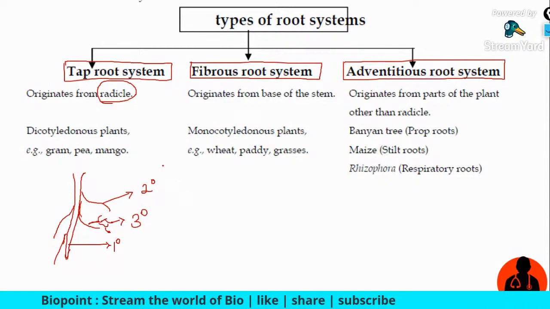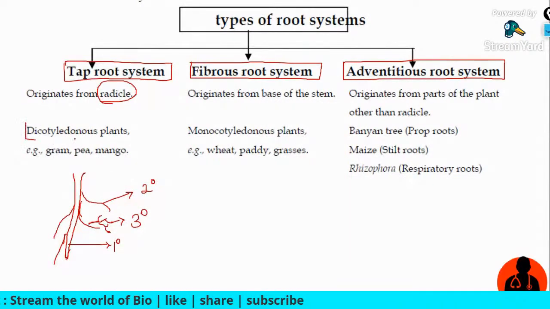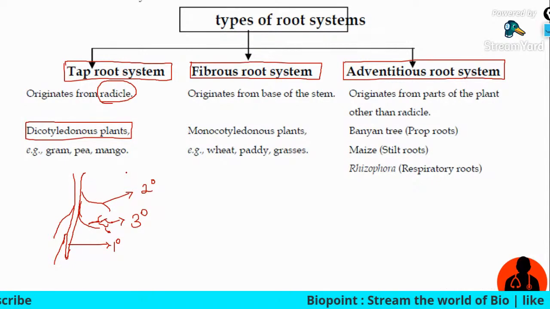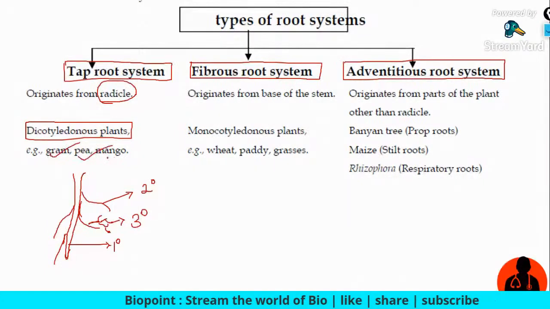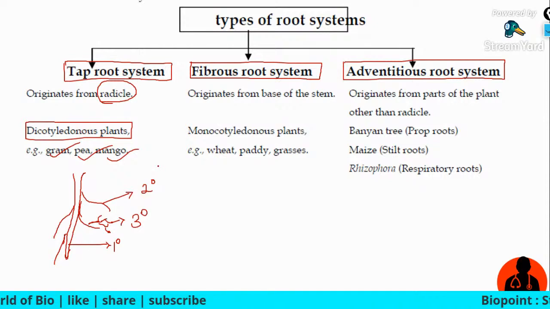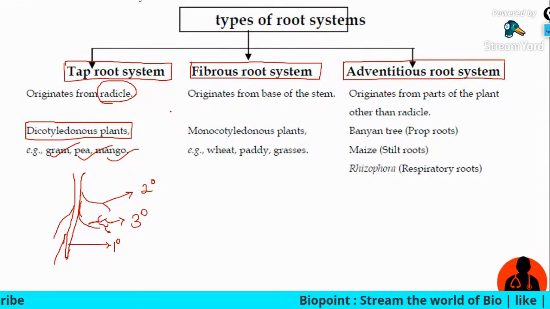The taproot system is the characteristic of dicot plants. For example, gram, pea, and mango are all examples of taproot system or dicot plants. Is that clear?